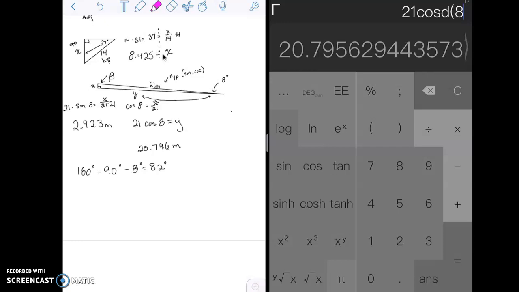Well, I know x and I know y, and x and y in relation to B would give me what? Sine, cosine, or tangent? It would give me tangent. So tangent of beta would be equal to y over x. Tan beta would be equal to 20.796 over 2.923. Will I use the regular sine, cosine, and tangent, or do I need to use the other ones?